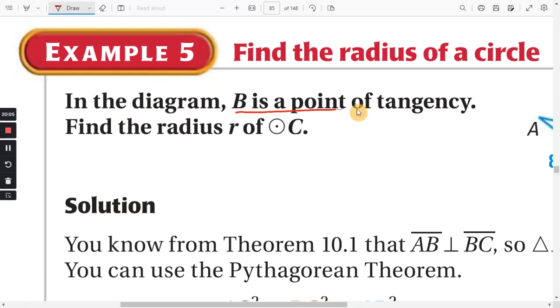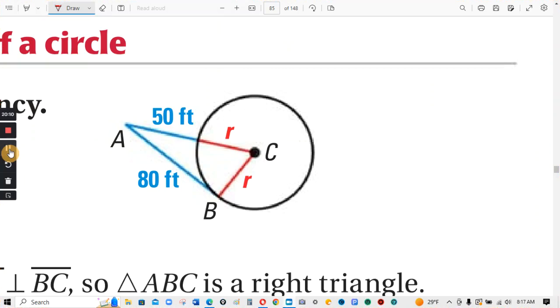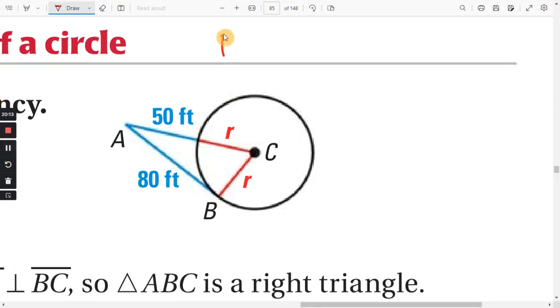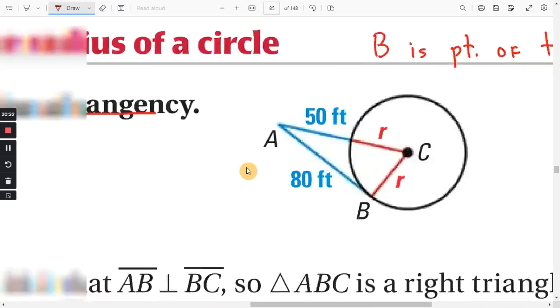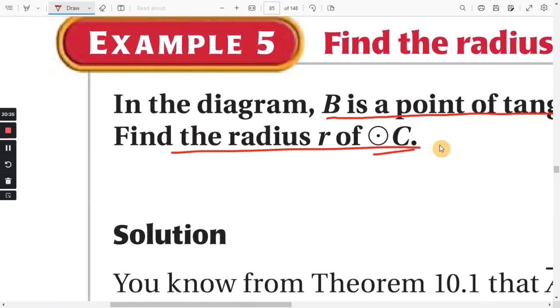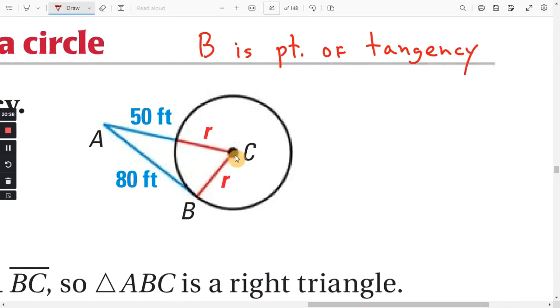Example 5, in the diagram, B is a point of tangency. Find the radius R of circle C. Okay, so it's given that B is the point of tangency. All right, that's given. That means AB is tangent to the circle. And they did say circle C. Okay, so we know that C is the center. Okay, plus they wrote the letter R here, so we know that these are both radii.